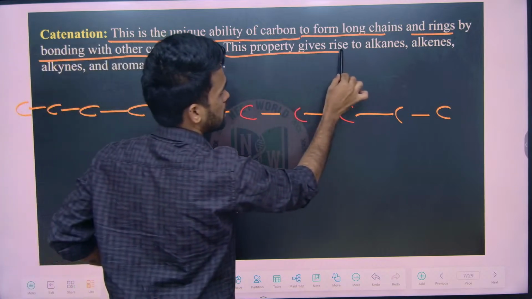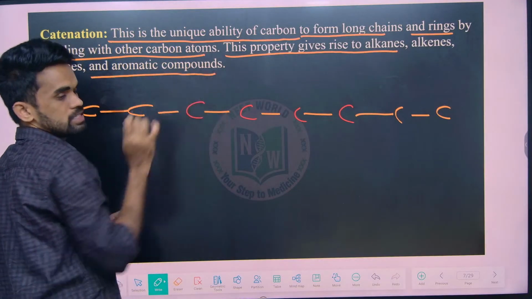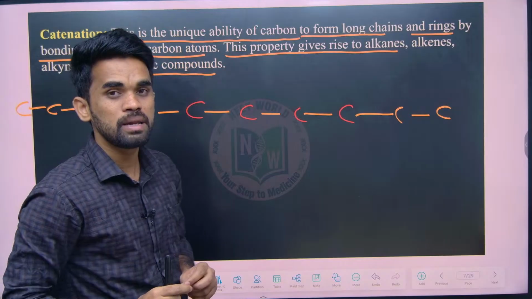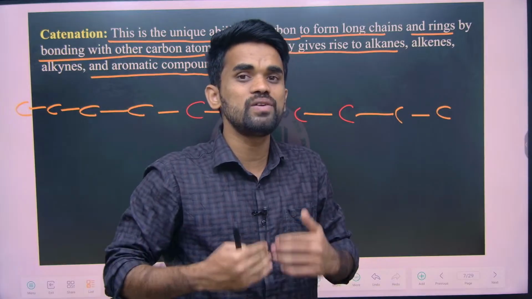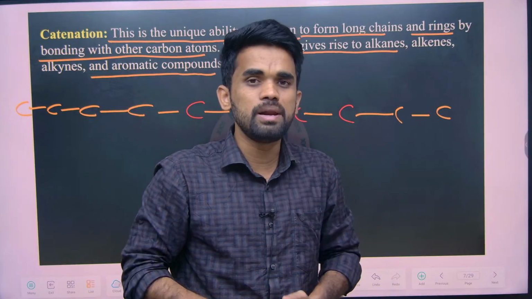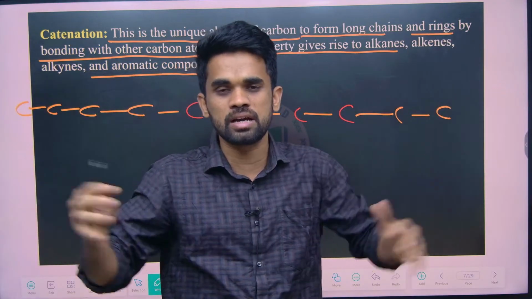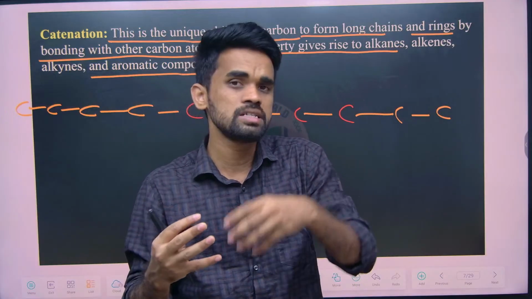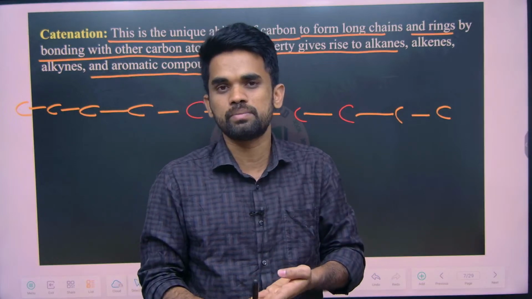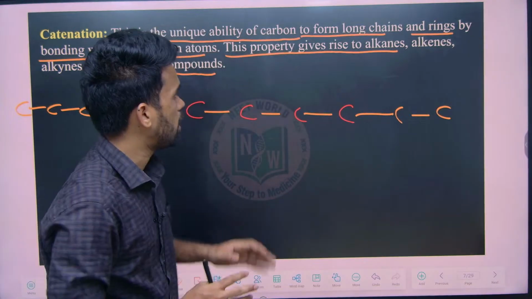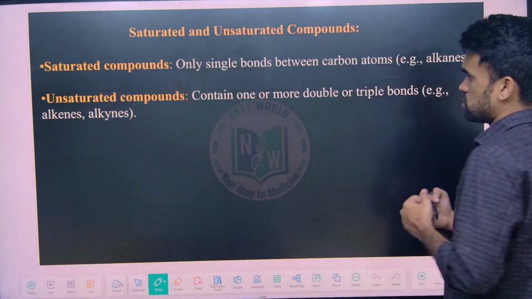This property gives rise to alkanes, alkenes and alkynes, and aromatic rings also. So carbon has a unique ability. What is that ability? The catenation property. What do we mean by catenation property? The self-linkage property. That means carbon has the ability to link with other carbon atoms so that it makes bigger chains or closed rings. This results in organic compounds like alkanes, alkenes, alkynes and aromatic hydrocarbons like cyclic rings. I hope you got what we mean by catenation property. Let us slowly enter into the topics.